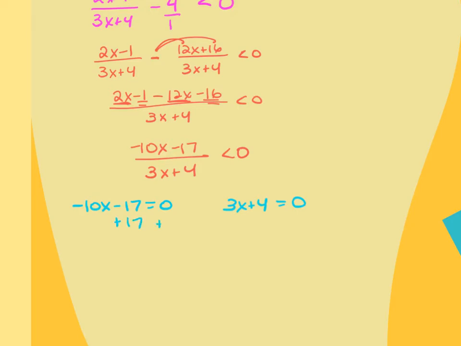Add the 17. How is it equal to 0, not less than 0? When we get our test points, we set it equal to 0. Yep.